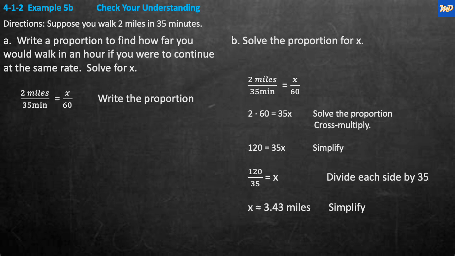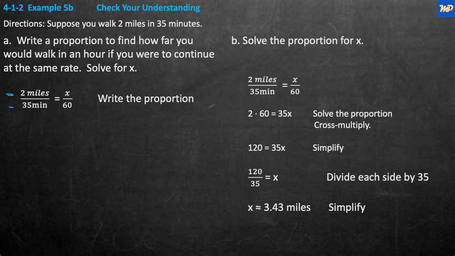Okay, example 5, check your understanding. Now that you've had the time to work on this problem, let's go ahead and solve it. It says write a proportion to find how far you would walk in an hour. So they want you to limit it to 1 hour, if you were to continue at the same rate as the rate listed at the top, and then solve for x. So what is that rate? The rate that you were walking was 2 miles in 35 minutes. That's a rate, 2 miles per 35 minutes. They want this rate converted over here so that we know how far you could go in 60 minutes at that rate.